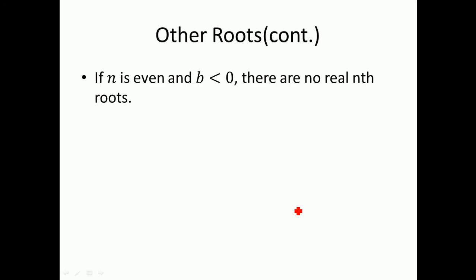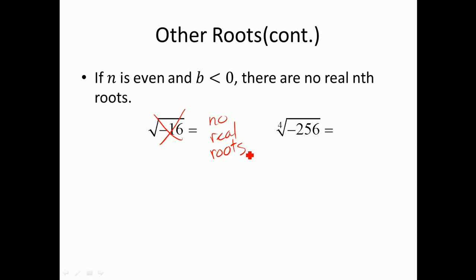To give you another rule, if our root is even and our radicand is negative, then we have no real nth roots. It's the same exact thing as square roots. They have the same rules. For example, square root of negative 16, no real roots. Or you can put no real solutions or no real roots, I don't care. If you have the fourth root of negative 256, no real roots. So you can put no real roots or no real solutions, whichever one you would like to write.